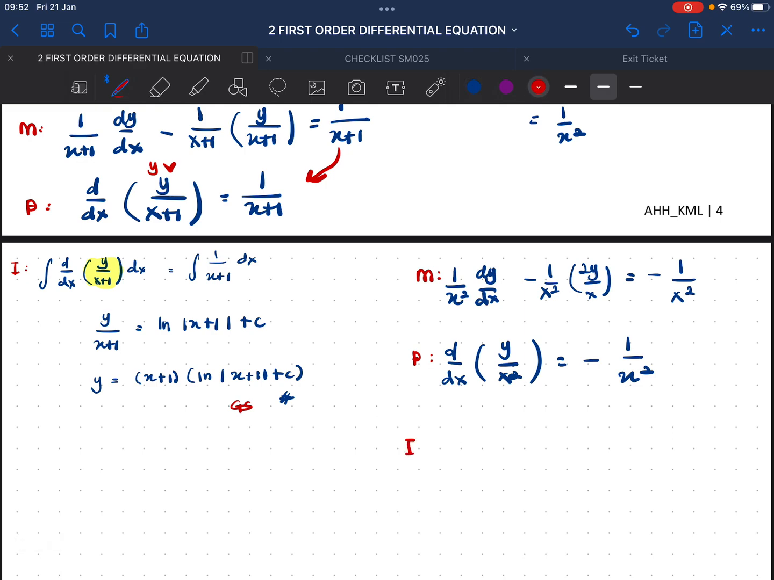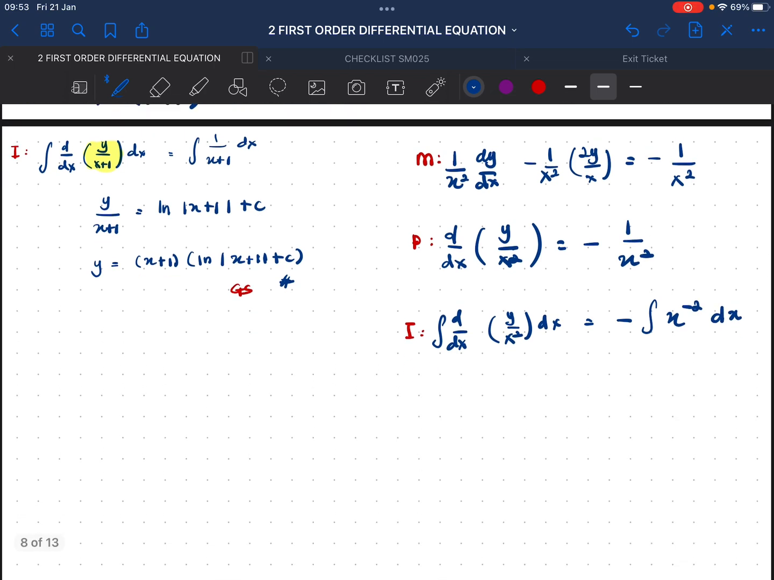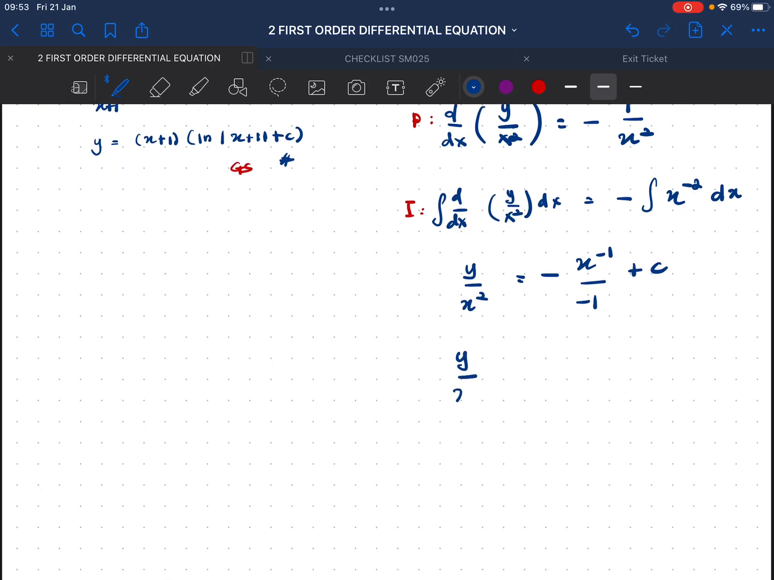So the last step is to integrate both sides. Integrate d/dx of y/x² dx equals, negative is a constant, 1/x² is actually x to the power −2, dx. Here d/dx and dx cancel each other. The d/dx and the integral cancel each other, so we don't have to integrate. We actually get y/x² back. So here we have −x^(−1)/(−1) + c. So the final answer should give us 1/x + c.